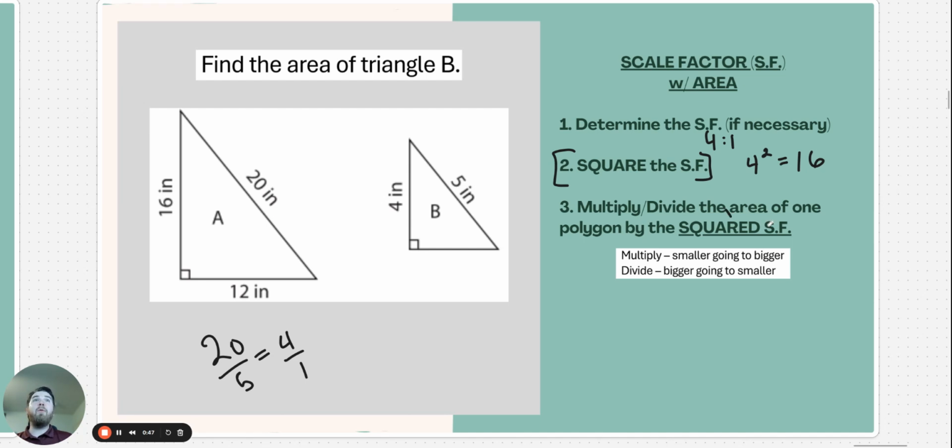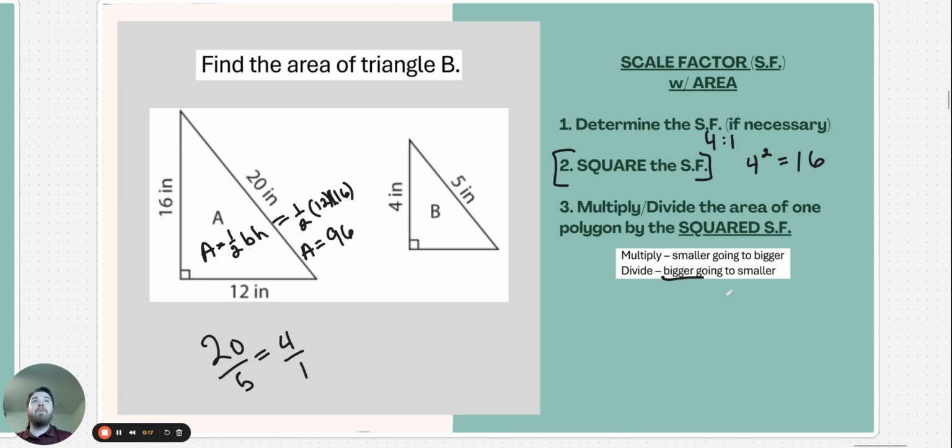Now that I have that, I need to multiply or divide the area of one of the polygons. I'm trying to find the area of triangle B. So in this case, what's the area of triangle A? Well, 1/2 base times height, which is just 1/2 times the base, 12, times the height, 16. When I do that, my area comes out to be 96.